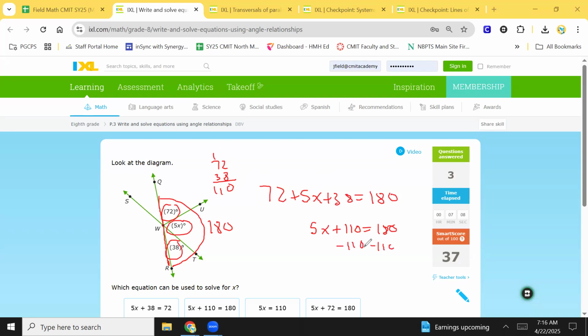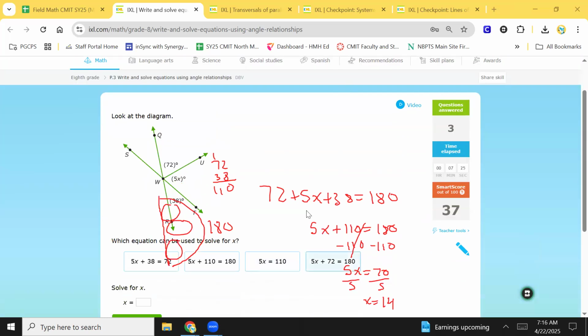Subtract 110 from both sides. 5x equals 70. Divide by 5. X equals... what is that? 14. So 5x plus 110 equals 180, and x equals 14.